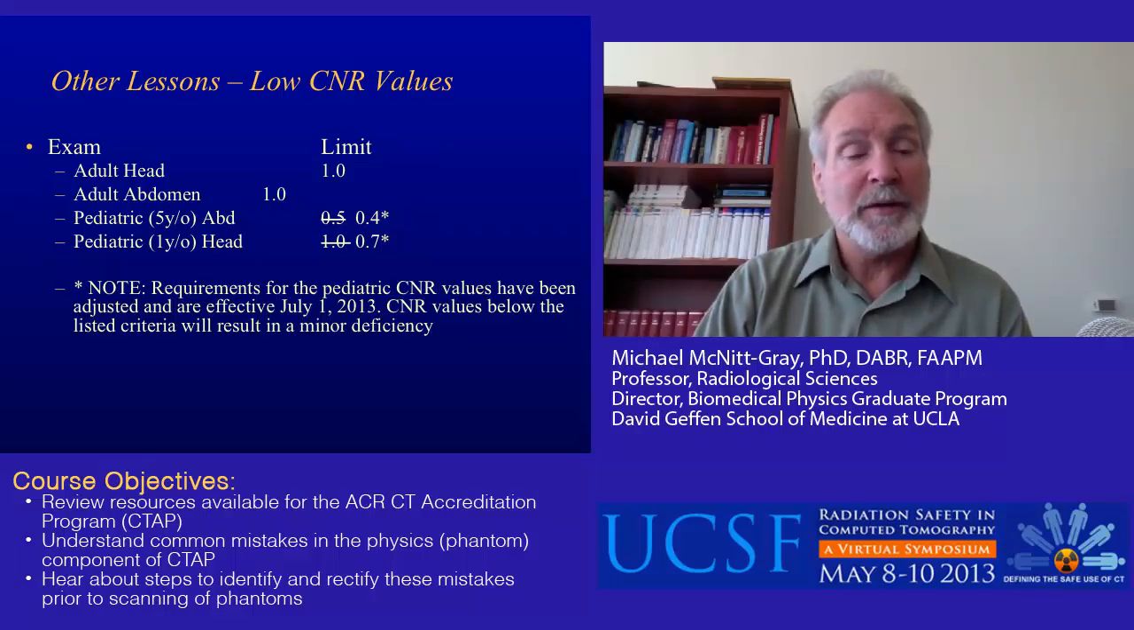For the adult head, the low contrast test, the CNR value, the limit is 1.0. For the adult abdomen, its limit is also 1.0. For the pediatric abdomen, that limit has been reduced from 0.5 to now 0.4, and that will go into effect July 1, 2013 as well. The pediatric 1-year-old head has been reduced from 1.0 to 0.7. Again, the pediatric CNR values for both head and abdomen have been adjusted, and they're effective July 1st, 2013. Values below that listed criteria will result in only a minor deficiency.